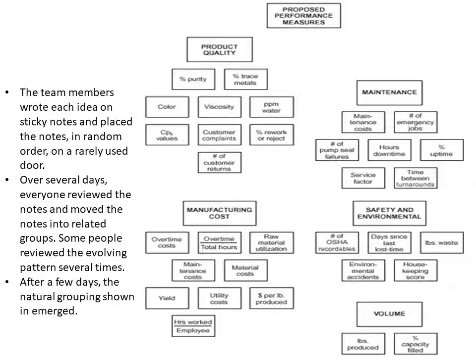Then we have the next one, safety and environment. We have the number of occupational safety hazards recorded, days since lost time, the amount of waste recorded, environmental accidents, and housekeeping score. Then we have volume, the quantity of items produced and the capacity filled. So these are the categories, the groupings of the performance indicators listed by the team as shown on the previous table.